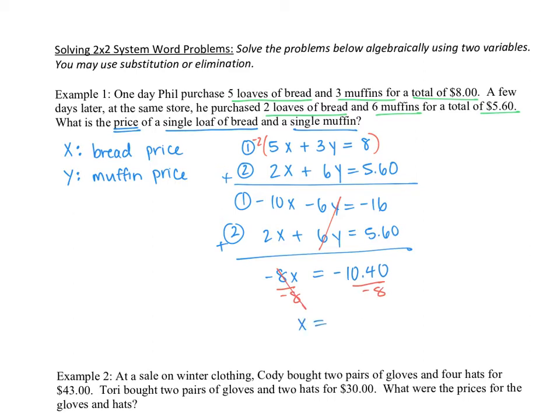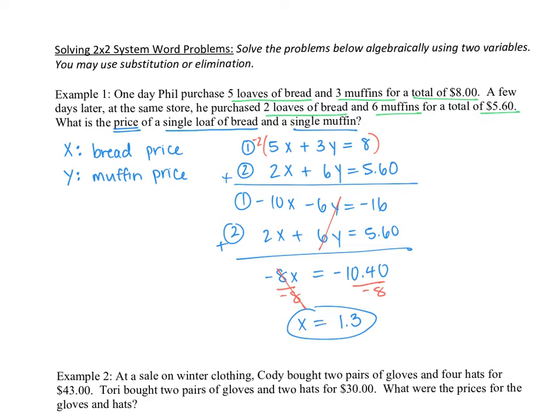So if I take negative 10.4 divided by negative 8, I get positive 1.3 as my x. So I have my x. Great. Now what I need to do is try to get my y value. If you have your x, you can find y by just plugging into either of these equations.